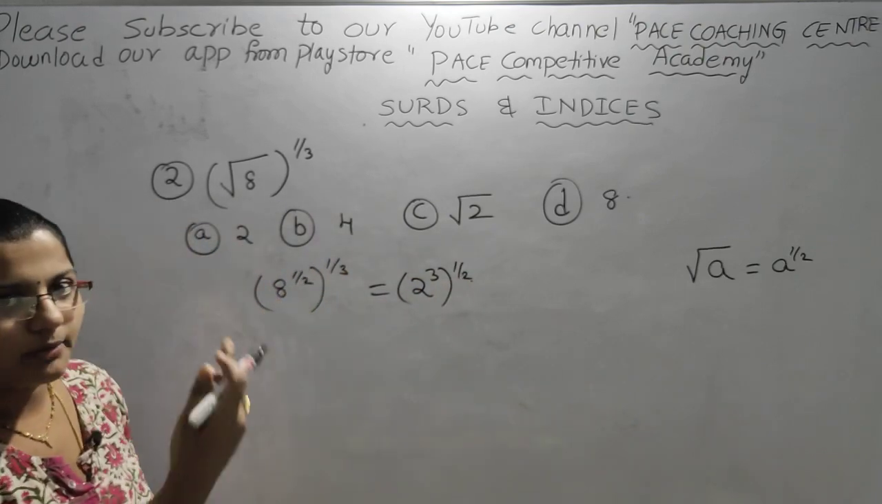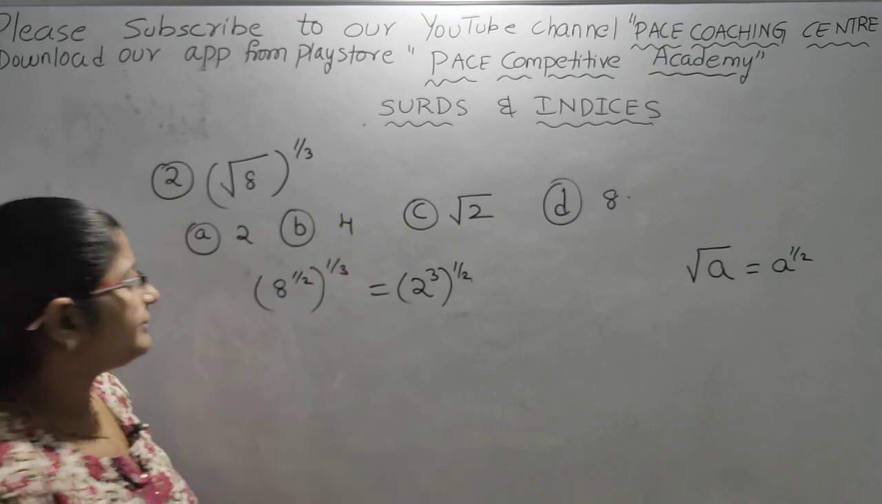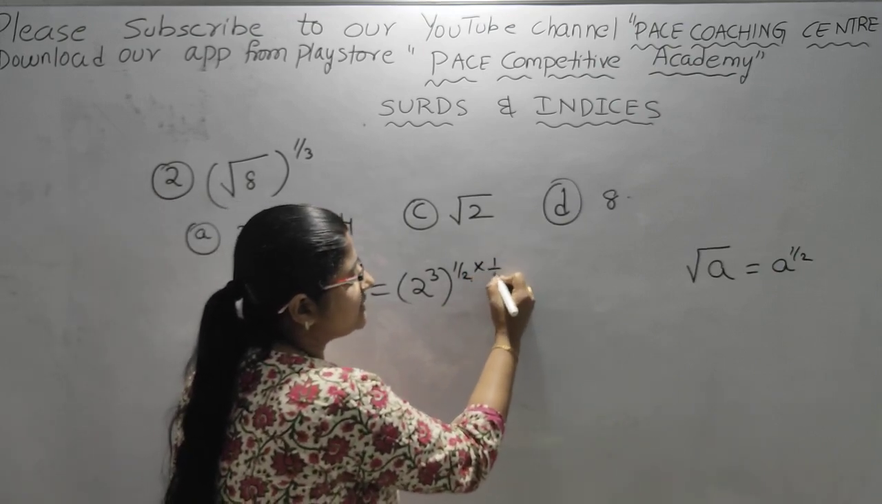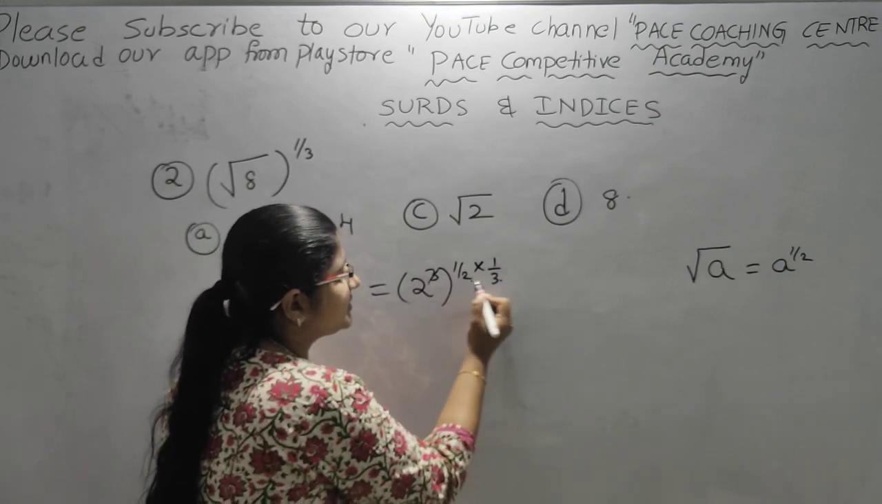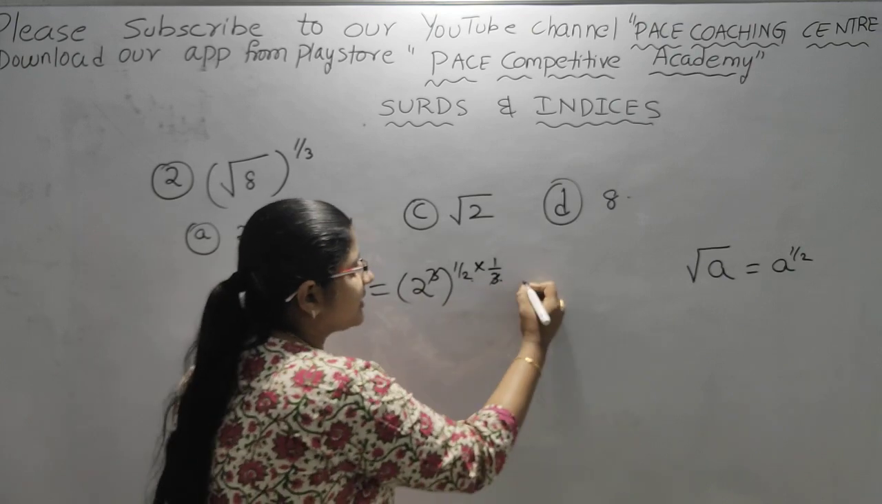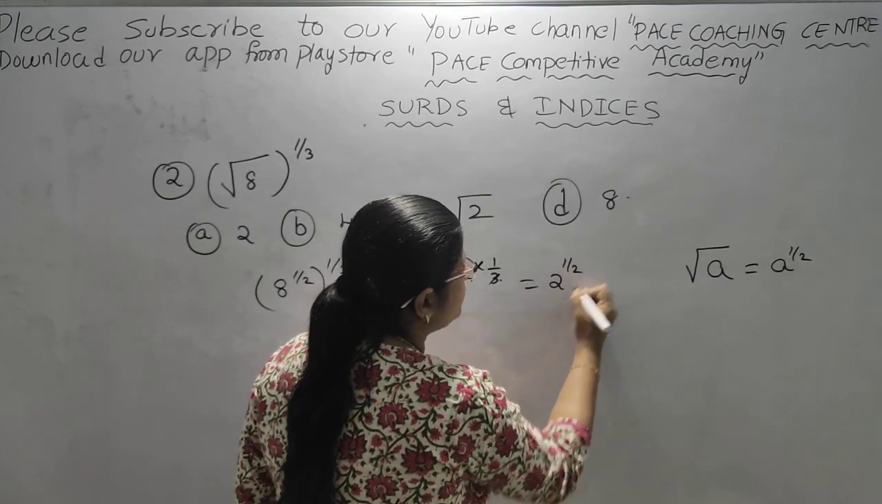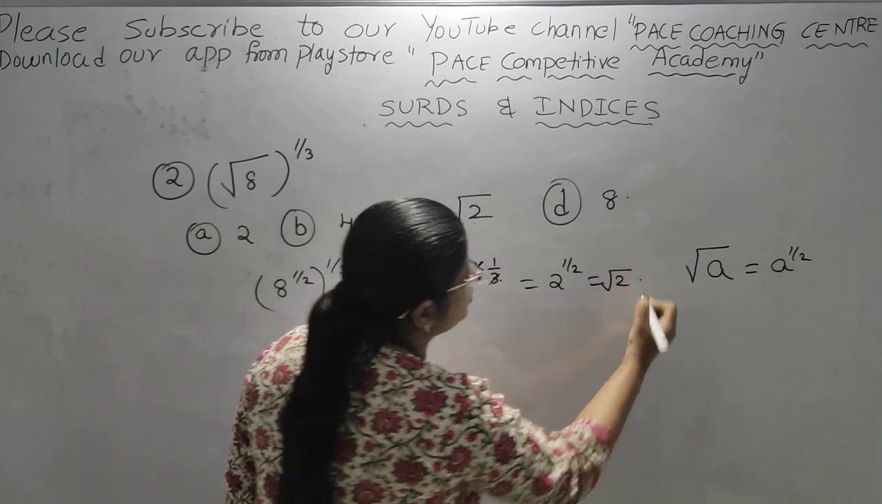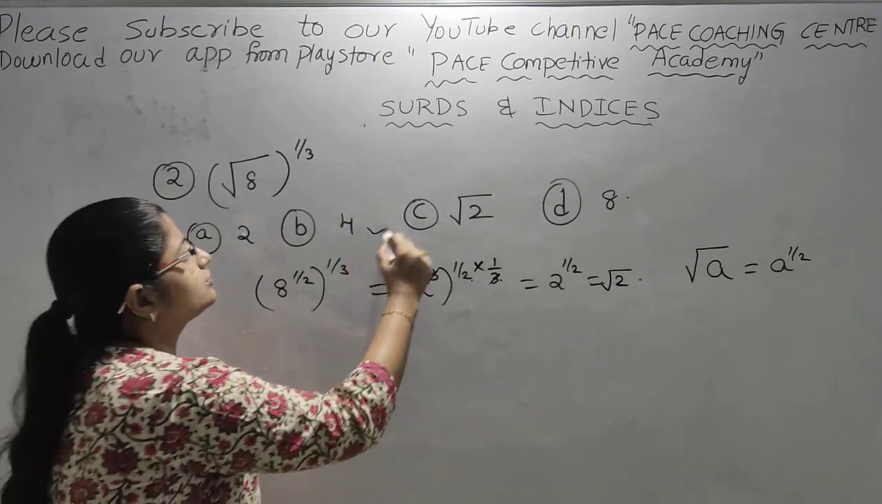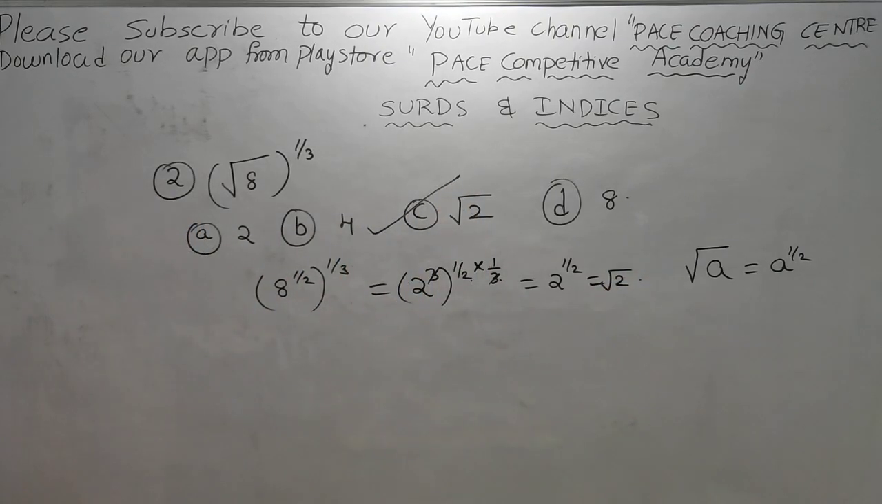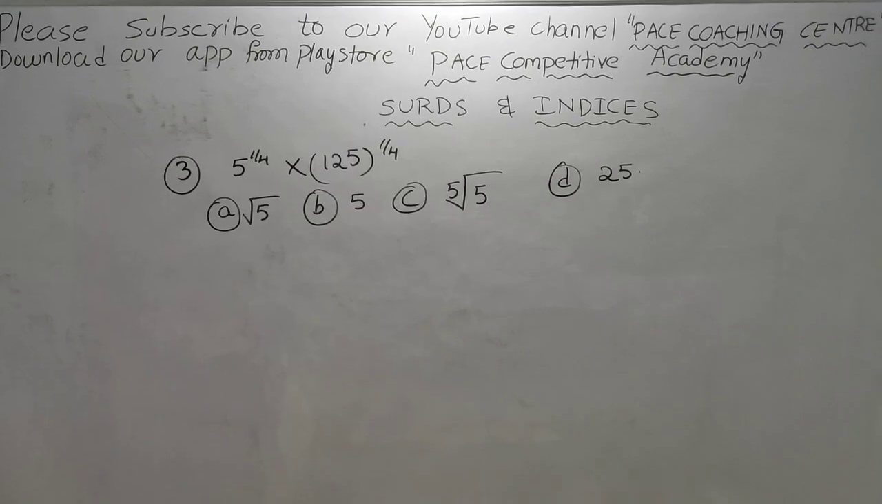A power m whole power n is nothing but a power m into n. We have already used it. So here the 3 gets cancelled and the answer is 2 power 1 by 2, which is nothing but root 2. So root 2 is the right answer. Very simple question. Okay, so coming to the next question.